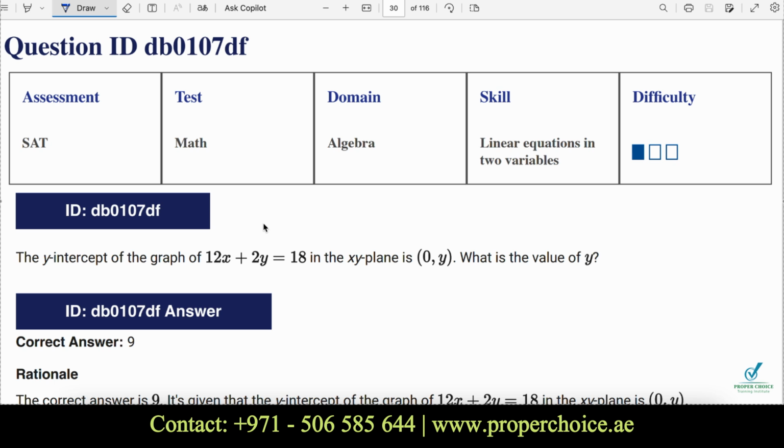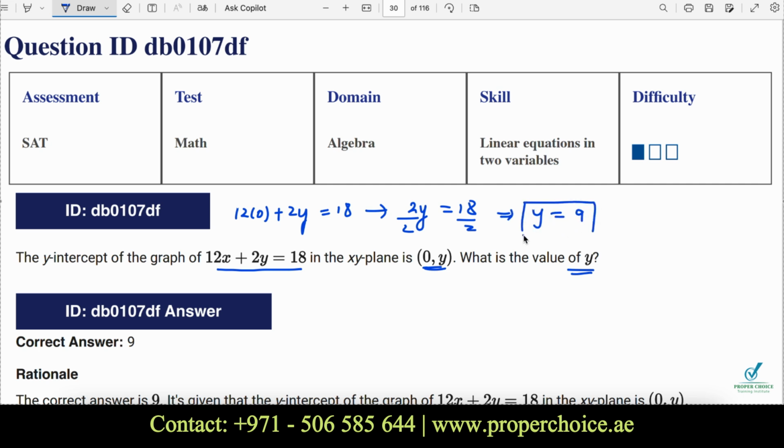The y-intercept of the graph of 12x plus 2y equals 18 in the xy plane is (0, y). What is the value of y? When I say y-intercept, simply substitute x as 0. Then this turns into 12 times 0 plus 2y equals 18, and any number multiplied by 0 is 0 itself. This becomes 2y equals 18. So divide by 2 on either side, which gives us y equals 9, and that itself is the y-intercept. So 9 is the y-intercept for this.